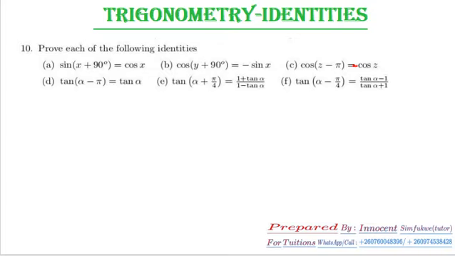Welcome to today's trigonometry class. For today, I will help you with identities, specifically for sum and difference. I want you to pay extra attention so that you can get the concept.